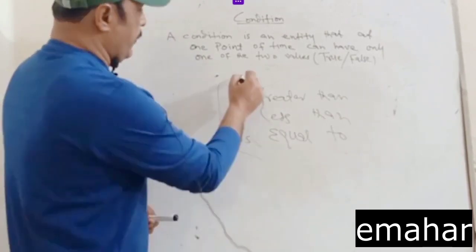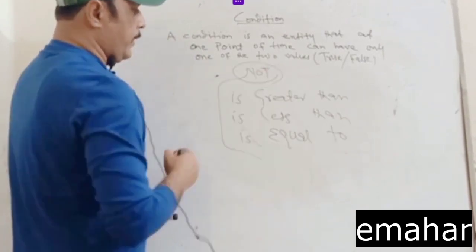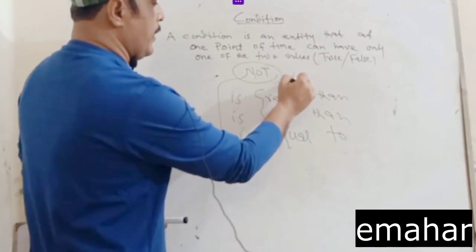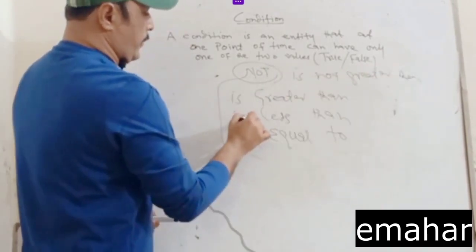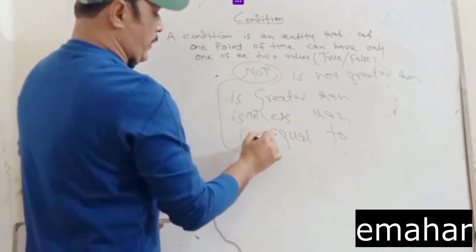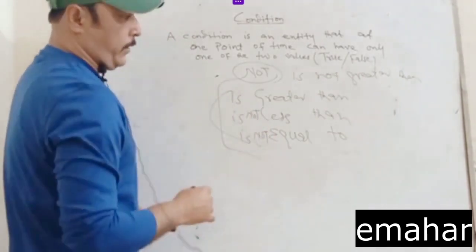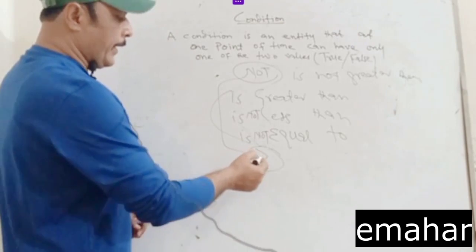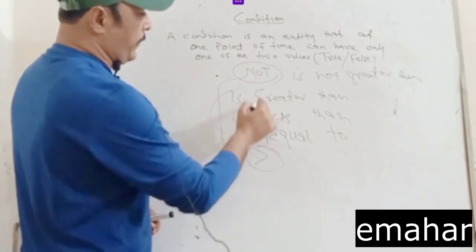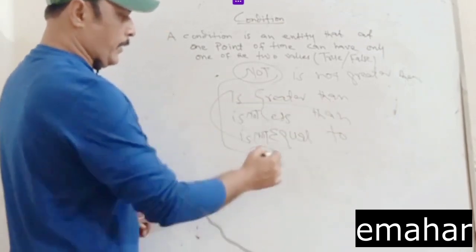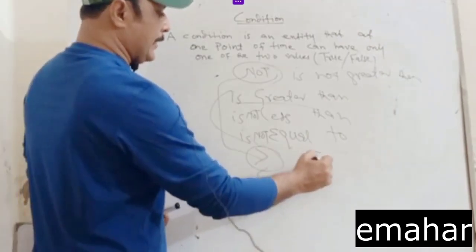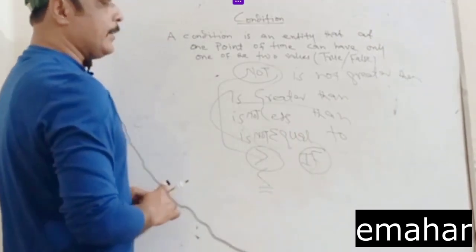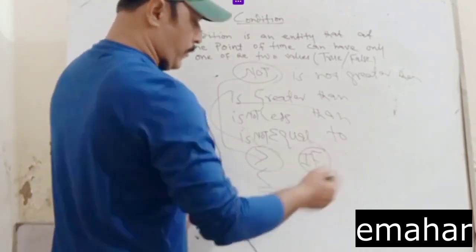We can put here not for negation. Is not greater than, is not less than, is not equal. Respectively, we can use the greater than symbol instead of greater, and respectively less and equal. We have the IF statement, that is the conditional statement in COBOL.